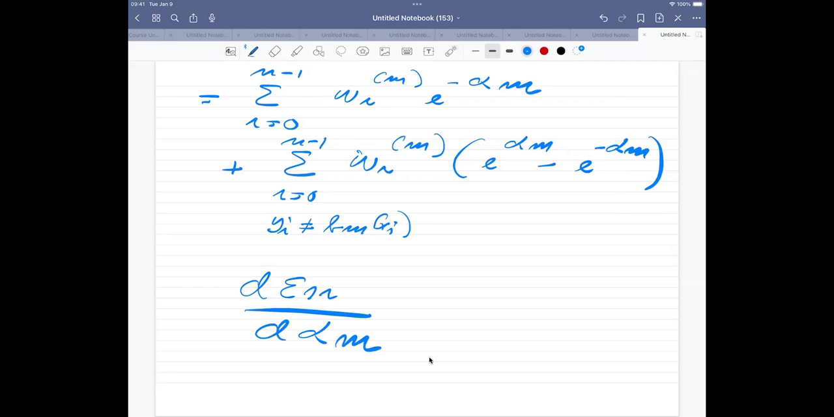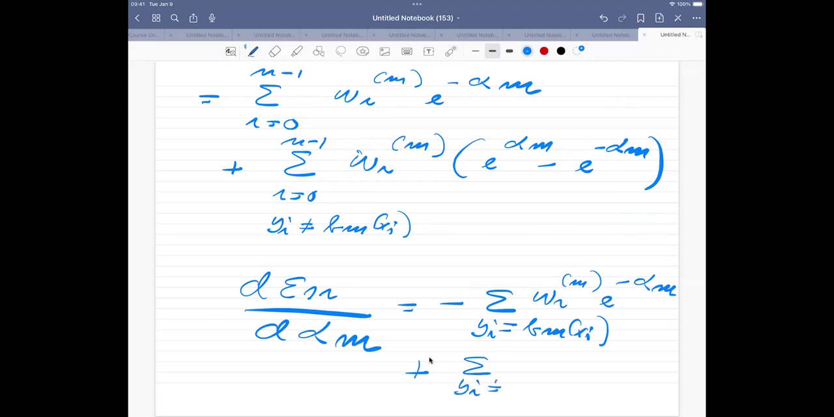And if I do that, this is simply minus, and then I have the case here with y_i equal to b_m of x_i, and then I have this w_i of m times e to the minus alpha m, and then I have my plus, and then I have the sum over y_i different from b of m of x_i, and this is given by w_i of m, and then I have e to the alpha of m, and we want this to be 0.